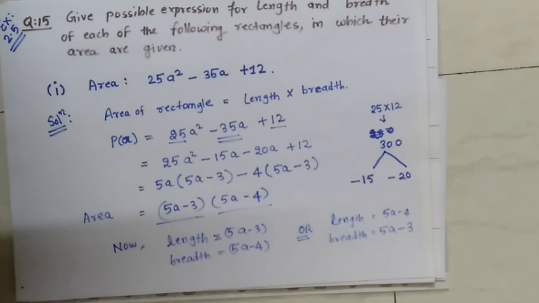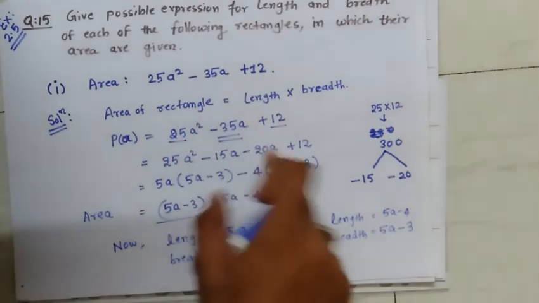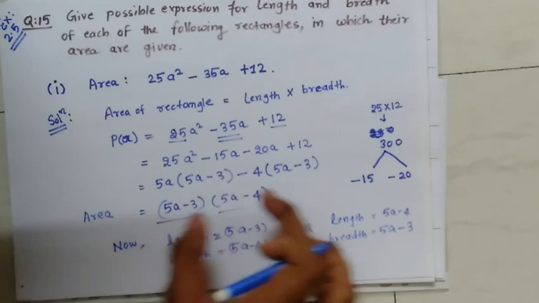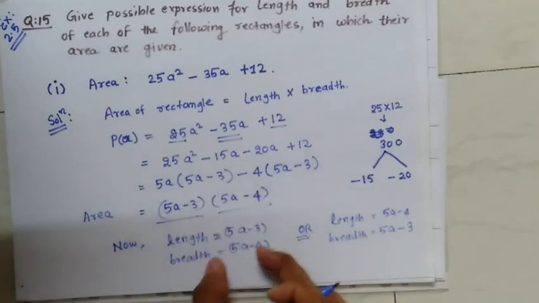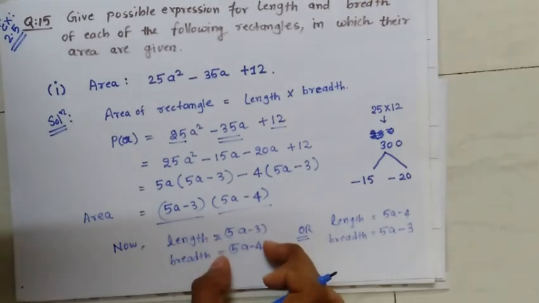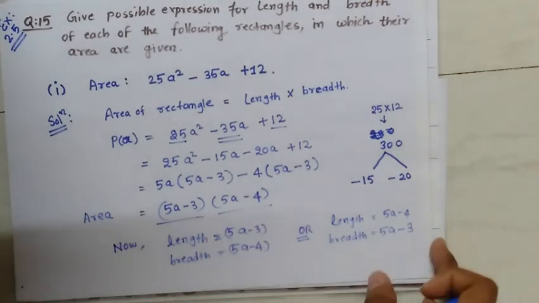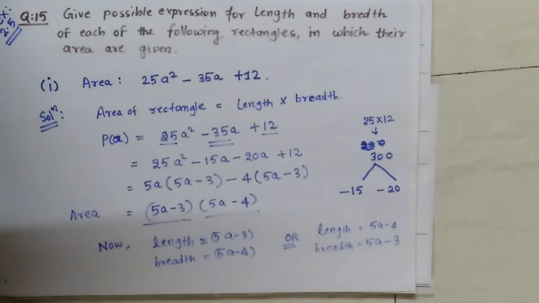Here it is a quadratic polynomial. So when we factorize, we will get two factors, and either factor can be your length or breadth. If one is length, then the other one will be the breadth. Okay, I hope you all have understood. You can have a look at it. Thank you.